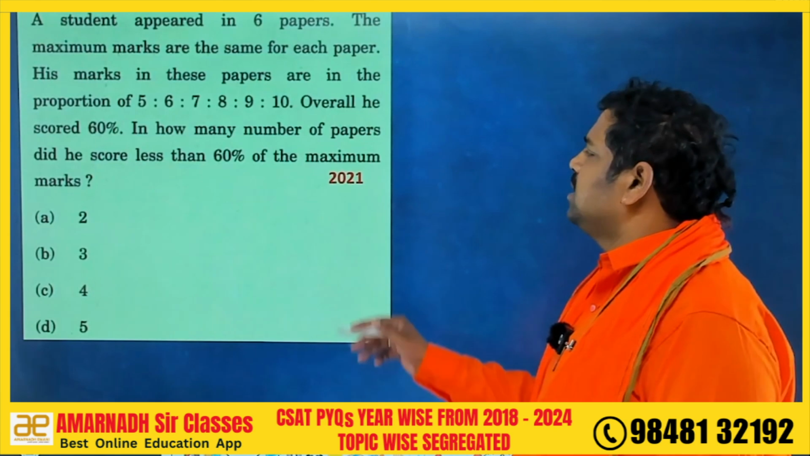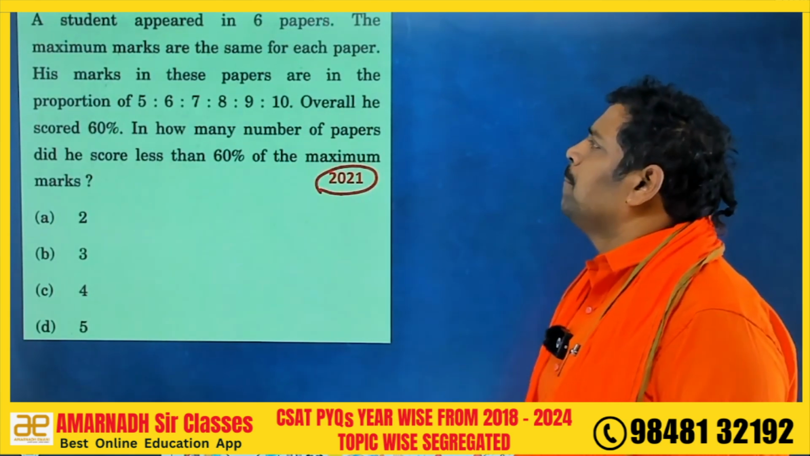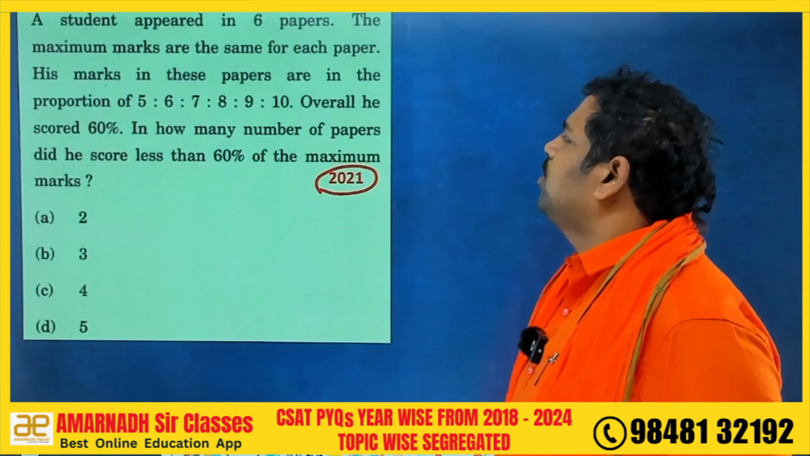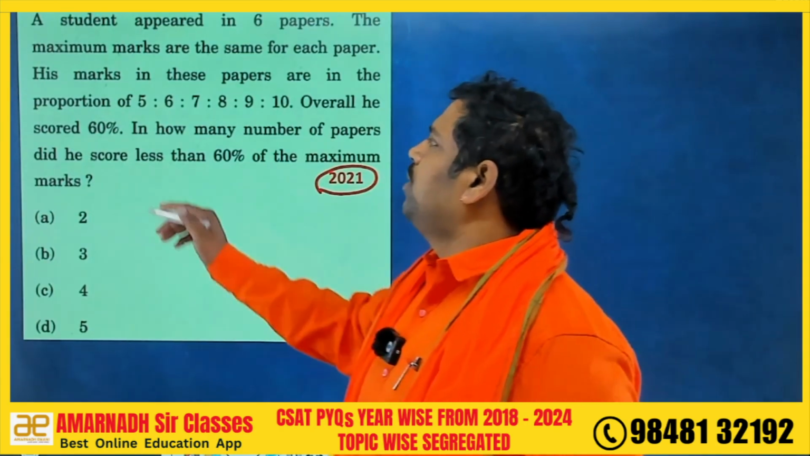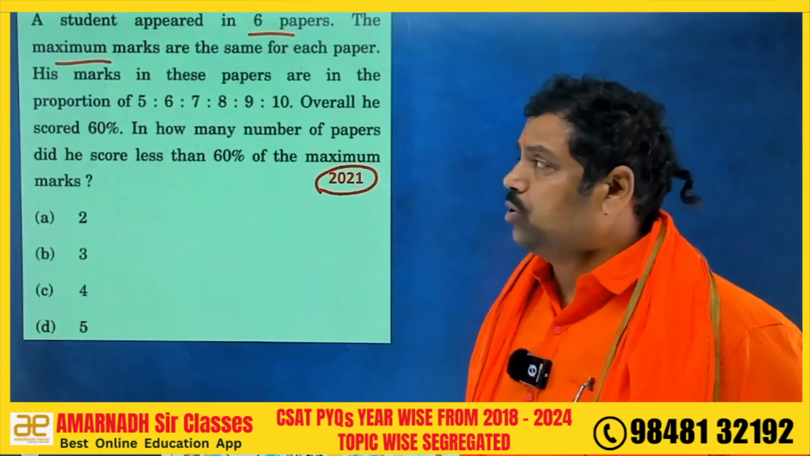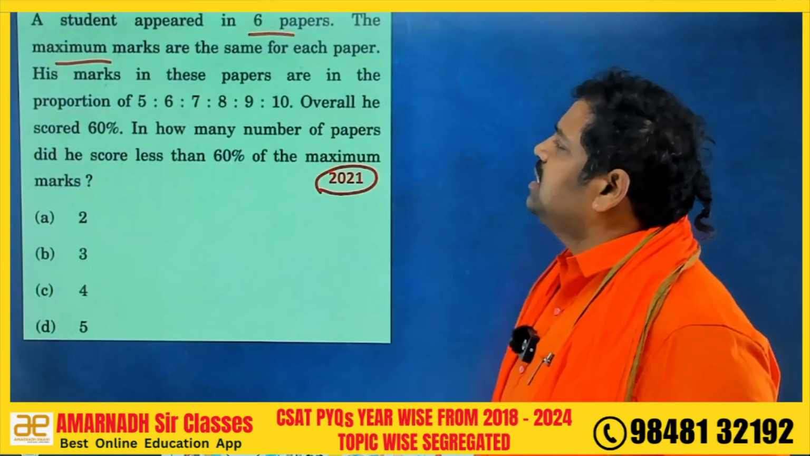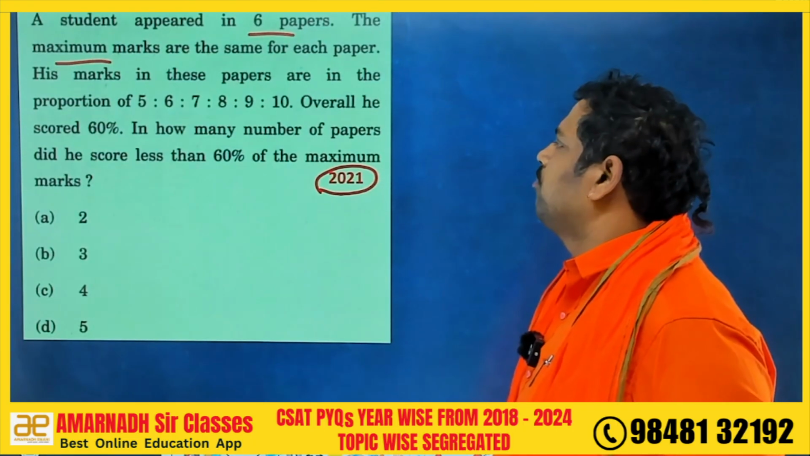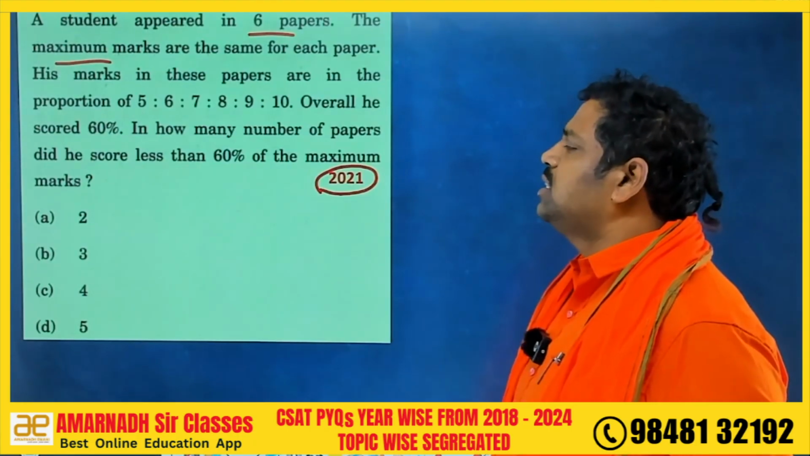This is a CSAT 2021 question here. A student appeared in 6 papers. The maximum marks are the same for each paper. This is the most important one. He appeared for 6 papers, fine, and the maximum marks are the same for each. His marks in these papers are in the proportion 5:6:7:8:9:10. Overall, he scored 60%.